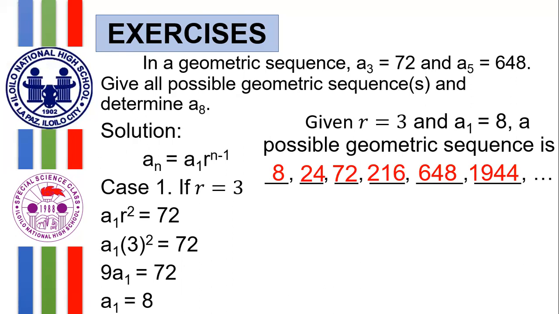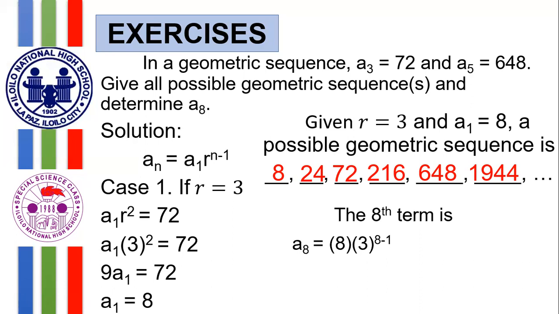You could see from this case that the third term is indeed 72, and the fifth term is indeed 648. So therefore, this r equals 3 and a sub 1 equals 8 is true and valid for this particular problem, and they both satisfy the given conditions.